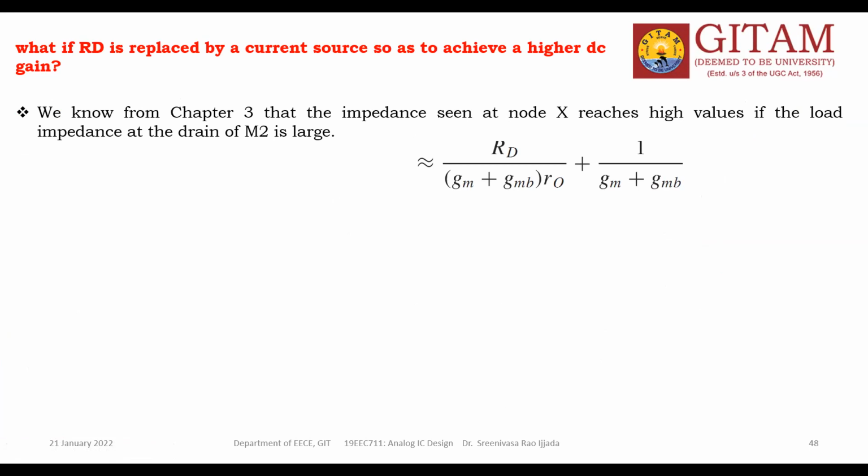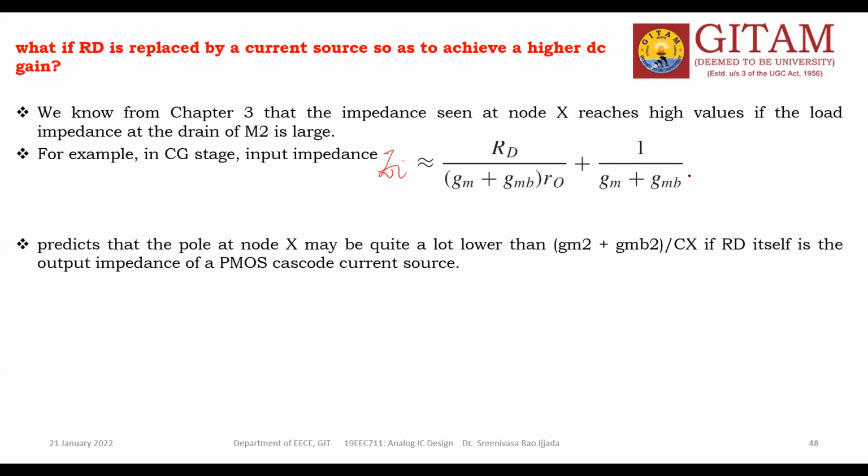Module 3 is nothing but small signal amplifiers. The impedance seen at node X reaches a high value if the load impedance at the drain of M2 is large. What is impedance? For example, for the common gate (CG) stage, the input impedance Zi is approximately (RD + R0) / (1 + (gm + gmb) R0), or roughly RD/((gm + gmb) R0) + 1/(gm + gmb). This is the common gate input impedance.